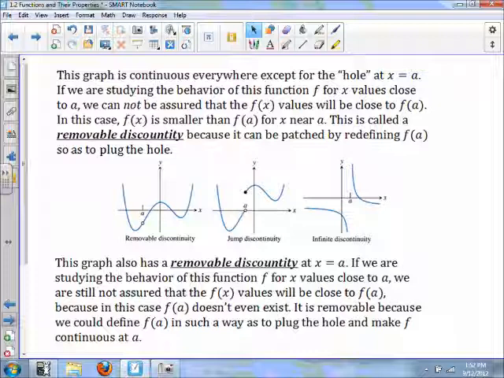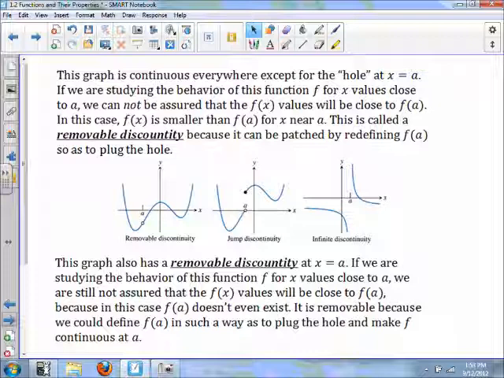Now, one way, as you can see in the graph there, you can draw it by adding a circle where that hole is. Generally, on your grapher, you will not see a hole like that. It'll look just like it's there, so you have to be careful. Now, the graph on the left here does also have a removable discontinuity at x equals a.